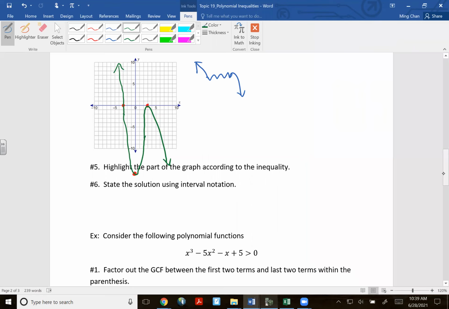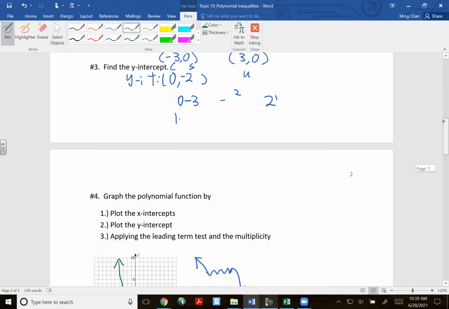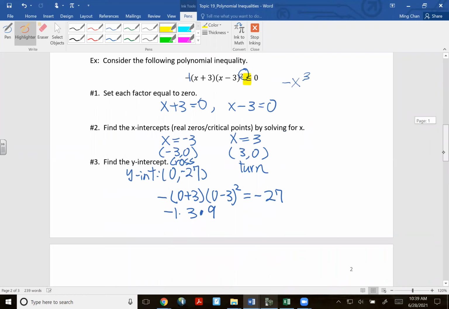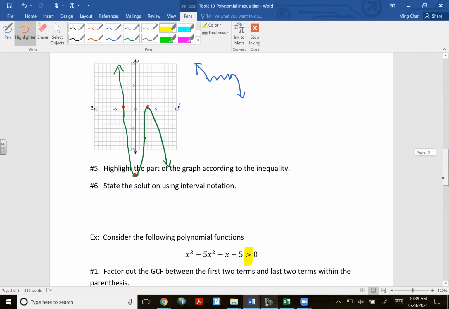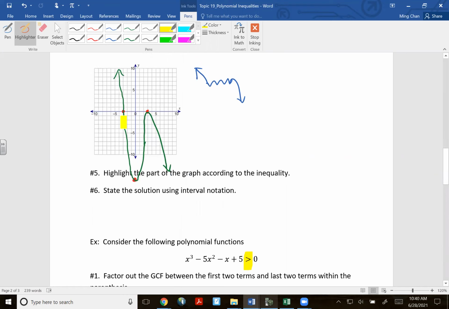All right. Now, number 5, highlight the part of the graph according to the inequality. My inequality, if you read from the variable, is actually saying less than or equal to. Reading from the variable, if it says less than or equal to 0, that means we will look below the x-axis. There's an equal to, right? Less than or equal to. Below the x-axis. All of this is below the x-axis.